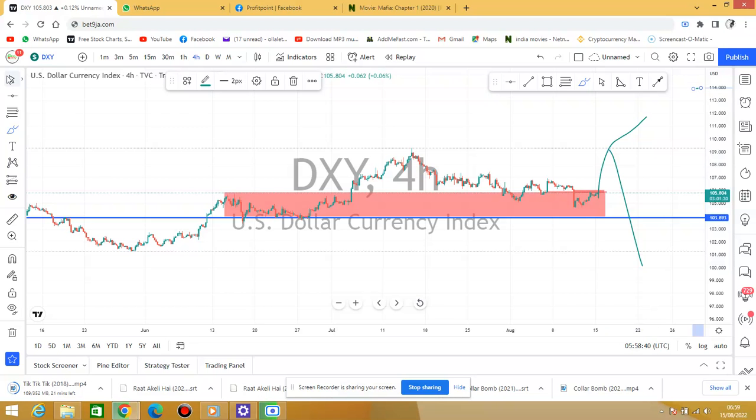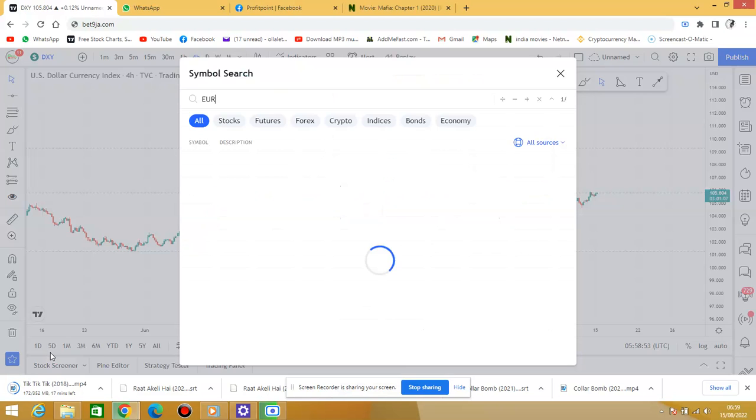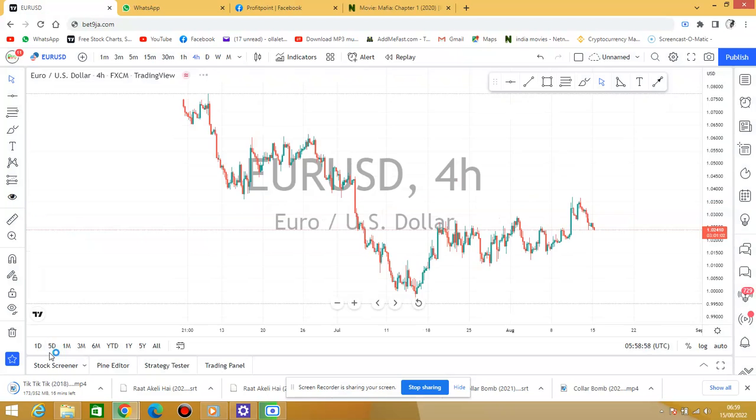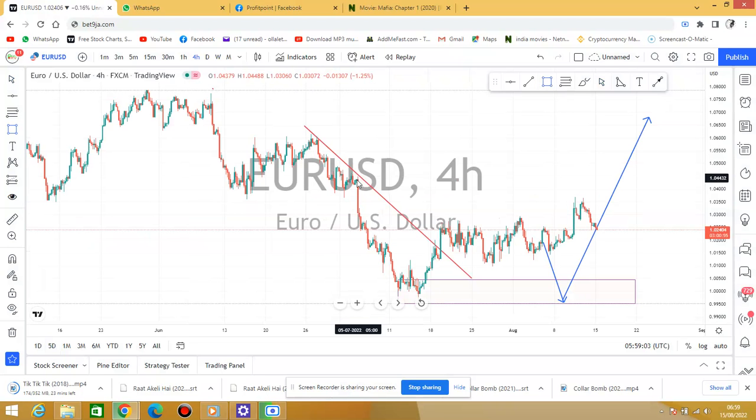Now let's look at some USD pairs to trade. If you are looking for a USD pair to trade now, I'll start from Euro USD, which is the opposite direction of DXY. Now this is my Euro USD. I'll mark it. You can see the way the price breaks out, goes up, breaks the trend.